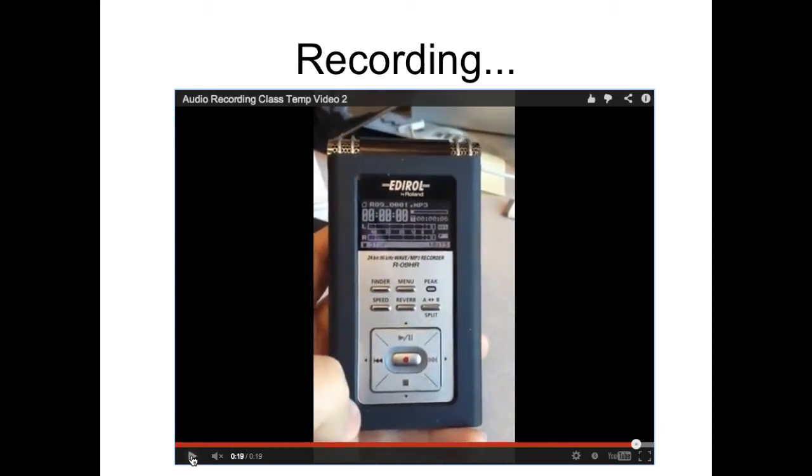When you've finished, you press the square button at the bottom and it'll stop the recording. But it's important to remember the first time you press the red record button, it's just testing the input levels. To actually begin recording the information, you need to press the record button a second time.